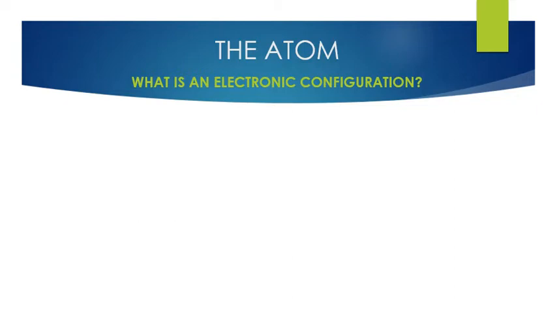Well, if you analyze with me, you can see that in the word electronic, there's the word electron. And you also agree with me that to configure can mean to set up, right? So simply, an electronic configuration is how the electrons are arranged or set up in the shells of an atom.